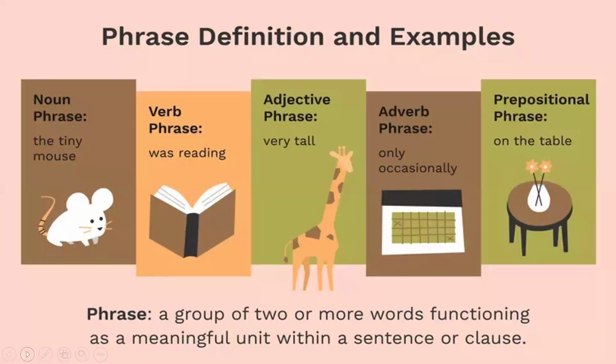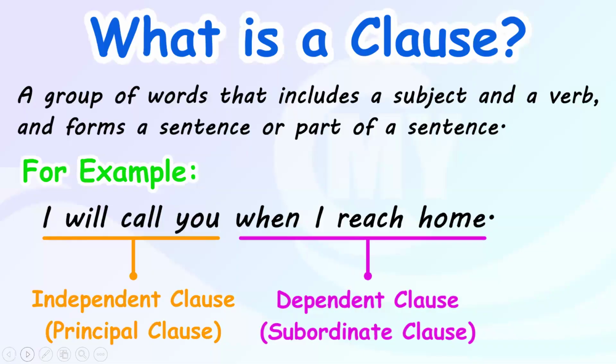The different types of phrase: noun, verb, adjective, adverb, prepositional. Noun phrase: the tiny mouse. Verb phrase: was reading. Who was reading? No need for that; was reading is a verb phrase. Adjective phrase: very tall. Adverb phrase: only occasionally. Prepositional phrase: on the table. So a phrase is a group of two or more words functioning as a meaningful unit within a sentence or clause. A phrase is always used in a sentence or a clause, and it gives a specific meaning.